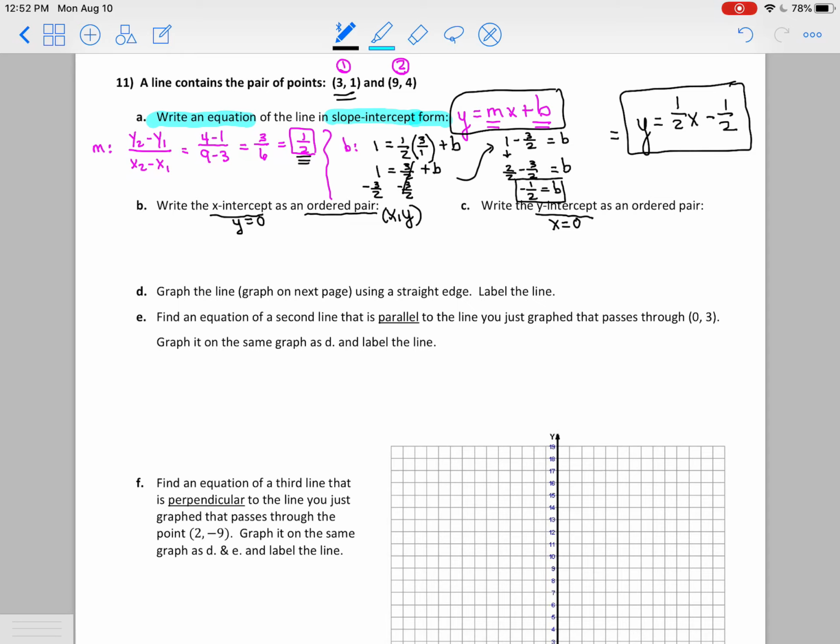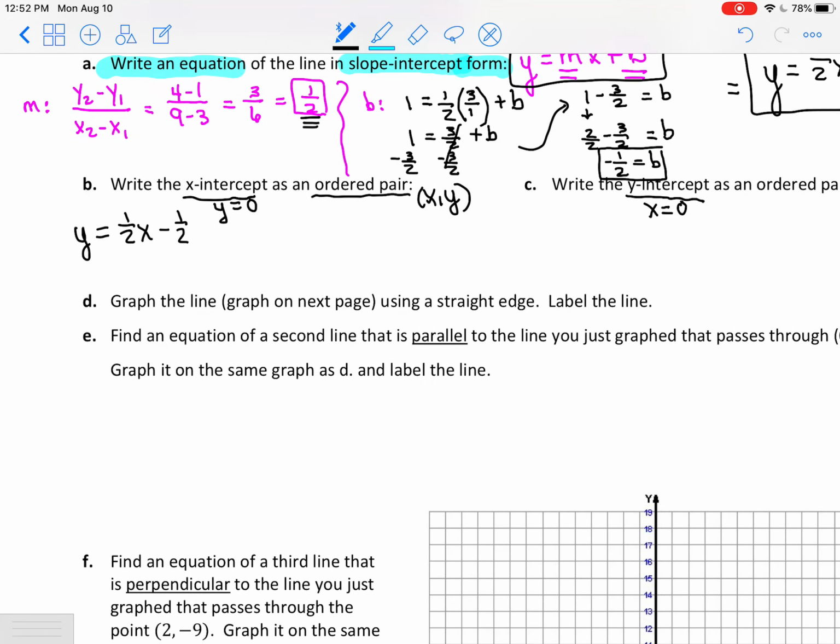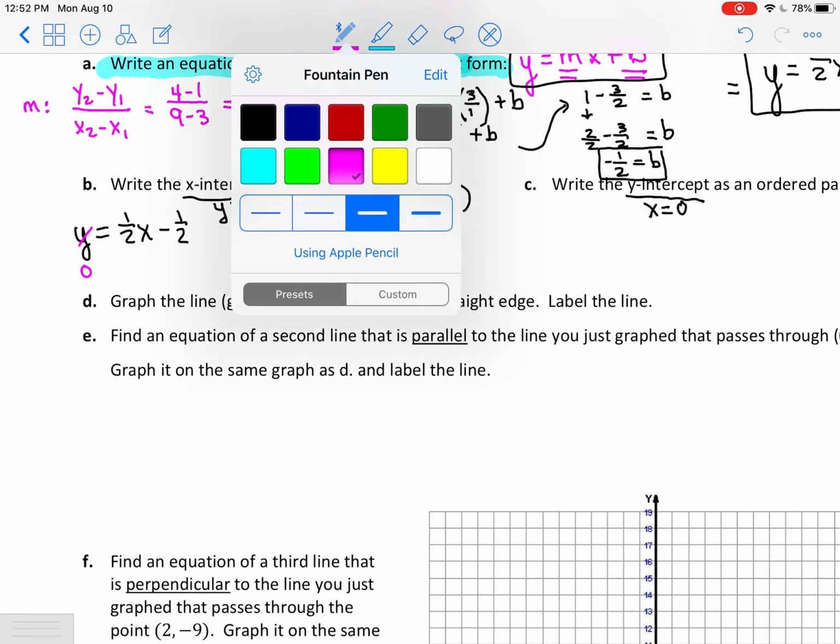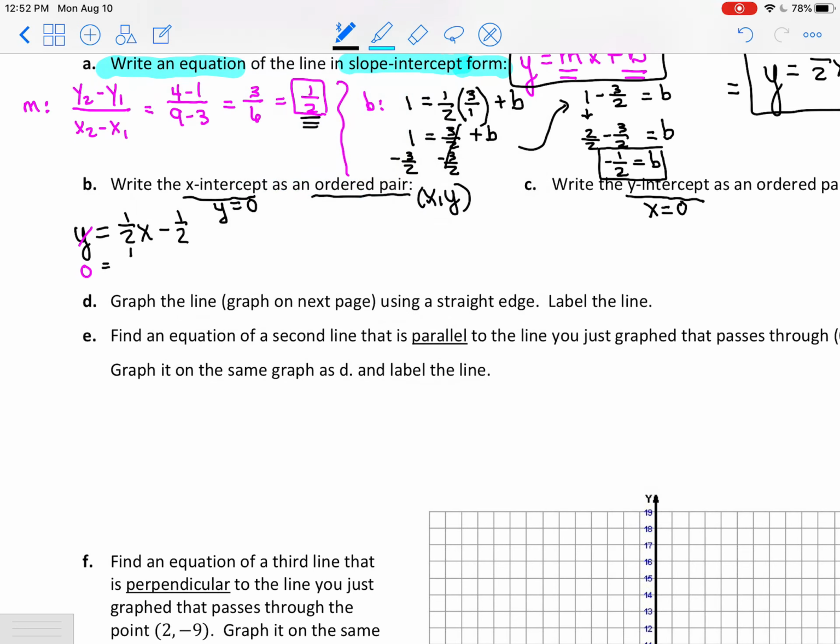All right, so let's go ahead and write the equation down here. We've got y is equal to 1/2 x minus 1/2. Not a lot of room here, is there? Okay. Now we're going to just plug in a 0. So we're going to say now that 0 is equal to 1/2 x minus 1/2. We'll go ahead and add 1/2 to bring it over to the left. So now we've got 1/2 is equal to 1/2 x.